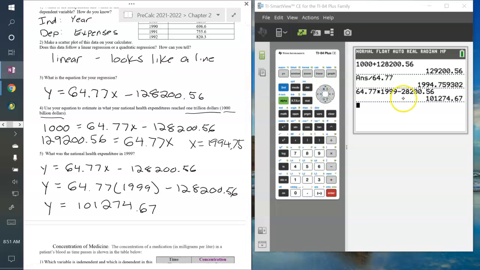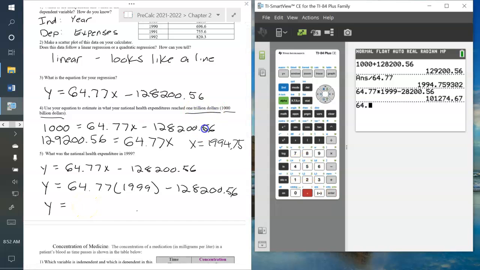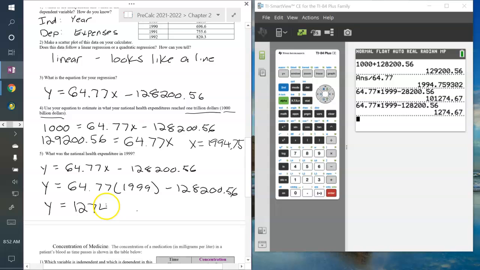Wait a minute. Look at, somehow I dropped a 1 there. So this isn't right. I gotta do this again. 64.77 times 1999 minus 128,200.56. I missed that 1 again. Let me double check, make sure I got it in right. I think I do this time. That's better. So $1274.67 billion.